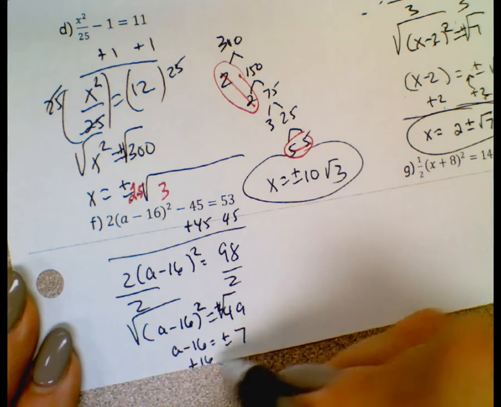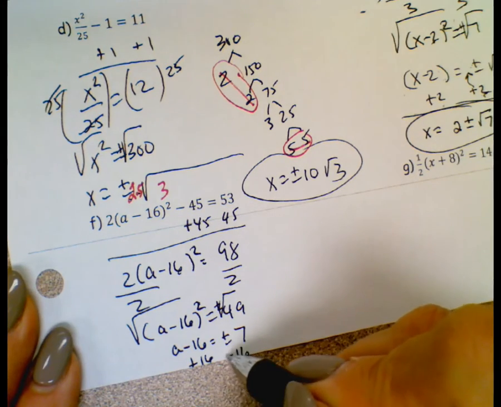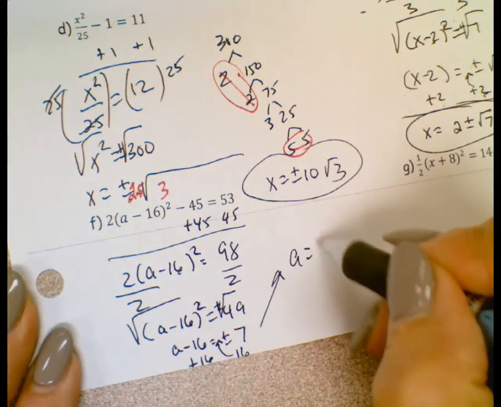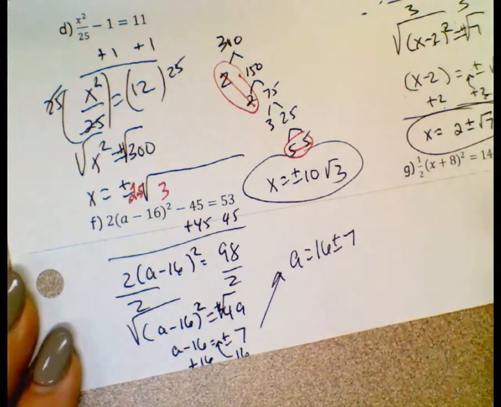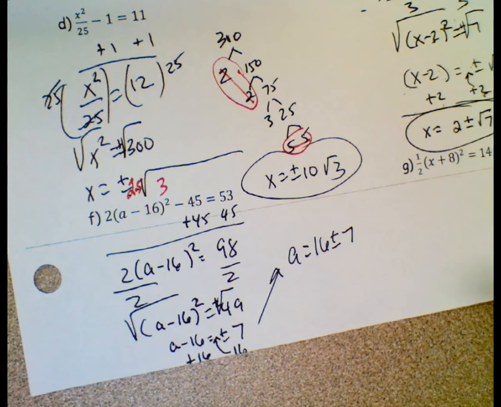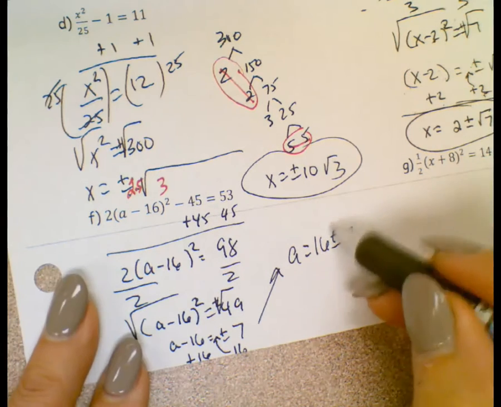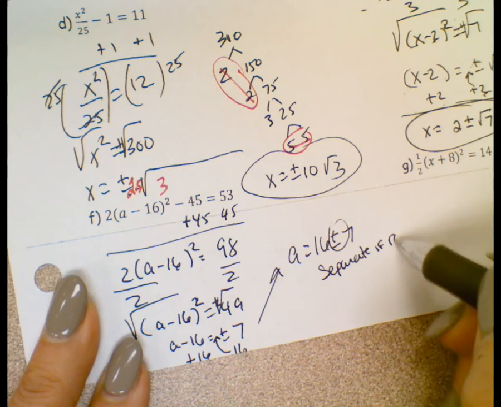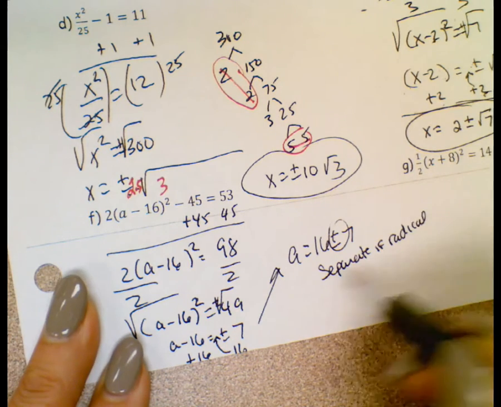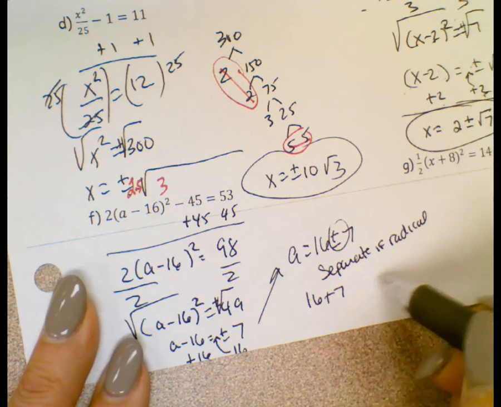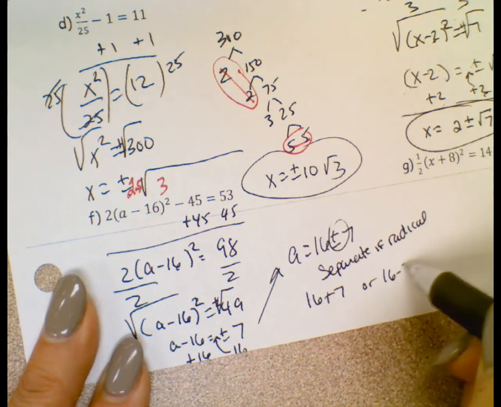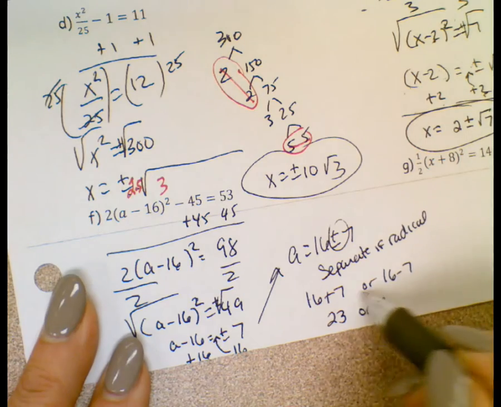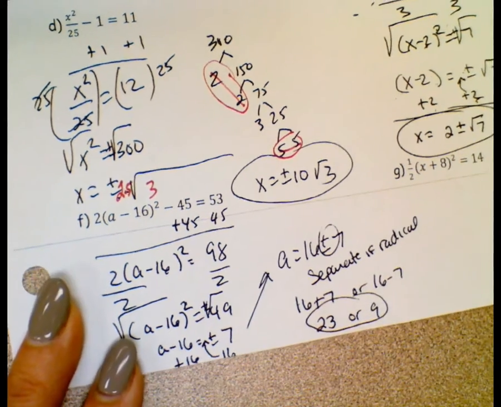And your last step is to add 16. Now the 16 goes in front of the plus minus. So we're going to go a equals 16 plus or minus 7. Since the 7 does not have a radical, you are allowed to separate if the radical is gone. If the radical is gone, separate. So you have 16 plus 7 or 16 minus 7. So your answers would be 23 or 9. You can only do that if the radical is gone.